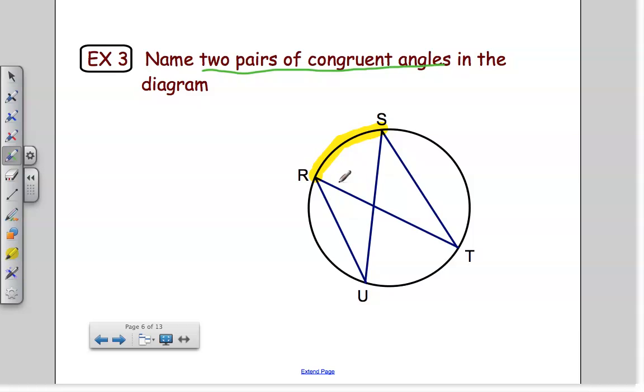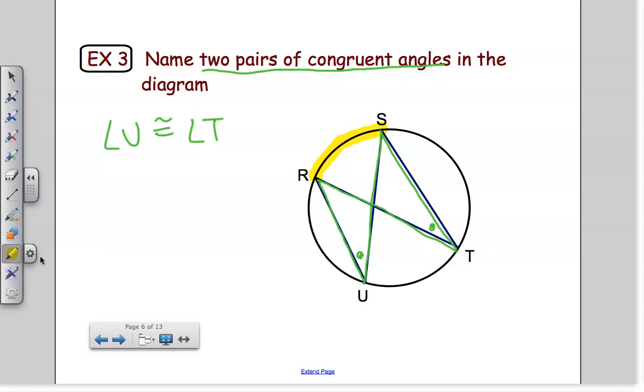And what are those two angles? Well, this intercepted arc, how about angle U? That's an inscribed angle for intercepted arc RS. And if I use those endpoints, how about angle T? That's another inscribed angle for arc RS. So I know that angle U would have to be congruent to angle T. They both have that same intercepted arc.